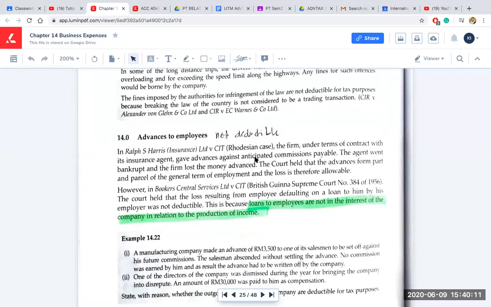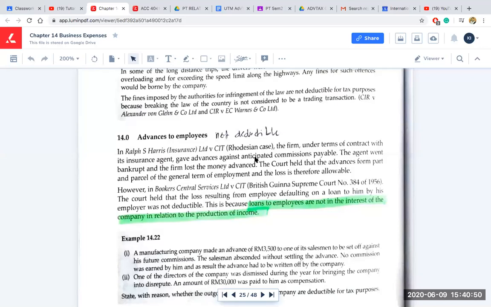So advances to employee ni, dia ada dua macam. If you give advances to employee, it's an expense to the company. Advance ni macam you give loan, right? But you know that you get back that amount. For loans to employee not in the interest of the company in relation to the production of income, that's why it's non-deductible, right? But the first paragraph under Ralph and Harris, under terms of contract with the insurance agent, gave advance against anticipated commission payable. So dia ada case, the first paragraph kata deductible, the second paragraph kata it's not deductible.